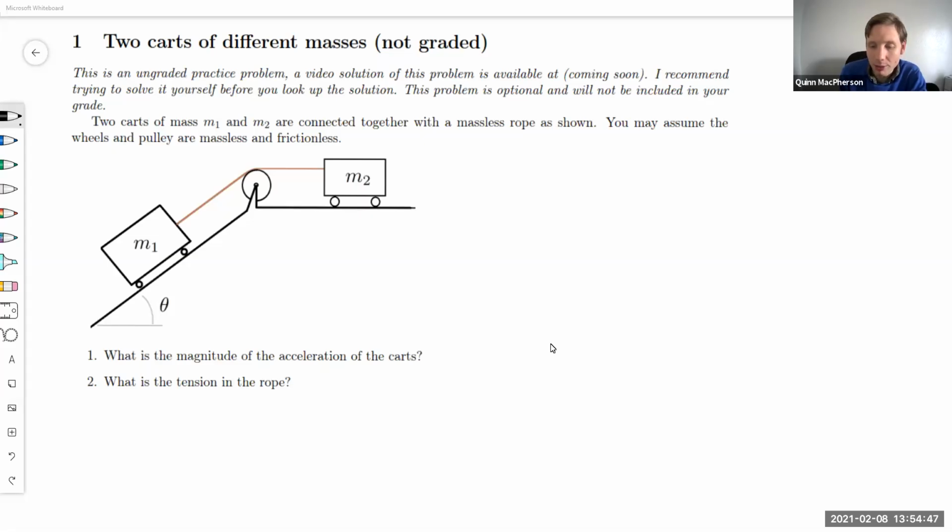Hello, in this video I'm going to show how to solve this problem involving these two carts which are connected together by a rope. The assumptions we're making in this problem are that the rope is massless, and that the wheels on the cart and the pulley that the rope is going over are frictionless and massless, so we don't have to worry about their effects. You can just imagine that the two ropes are just connected together. Okie dokie.